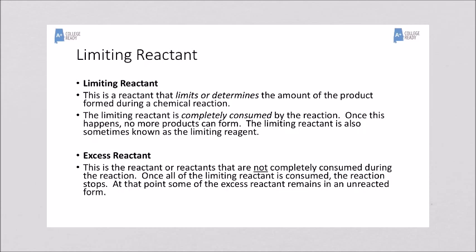Let's say that a recipe to make a cake called for 4 eggs and 2 cups of sugar. Let's say you have 2 cups of sugar, but you have 6 eggs. The sugar is your limiting reactant. For 1 cup of sugar, you need 4 eggs. Well, you have 4 eggs, but you've also got 2 extra ones. So the eggs are the excess reactant. The sugar is the limiting reactant. Once you've made that cake, you're going to have 2 eggs left over in excess.